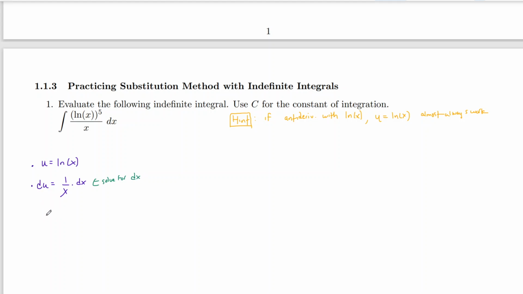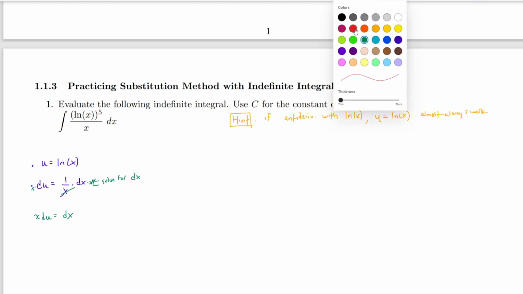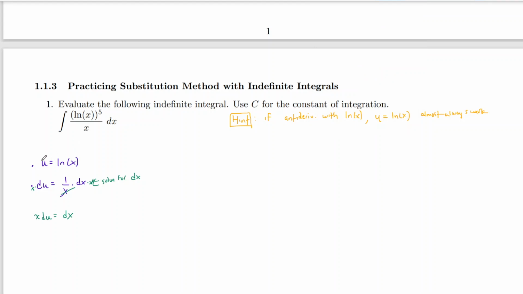So when we do that, we get x times du, because we can multiply x on each side. Get that to cancel. We get x times du equals dx, and that's what we're going to plug in. So everywhere we see the natural log of x, we're going to put u. Everywhere we see dx, which should only be one place because you can never have more than one dx in an integral, we want to put x times du. So that was the third step. We figure out what u should be, compute du, solve for dx, and then plug it in.